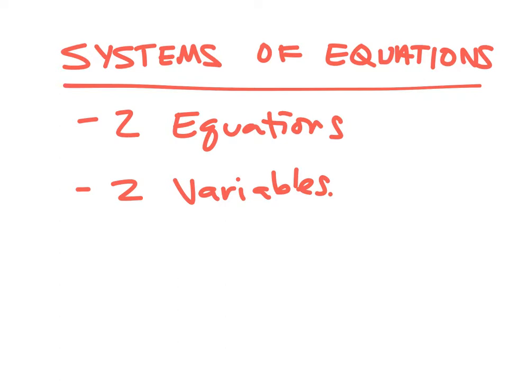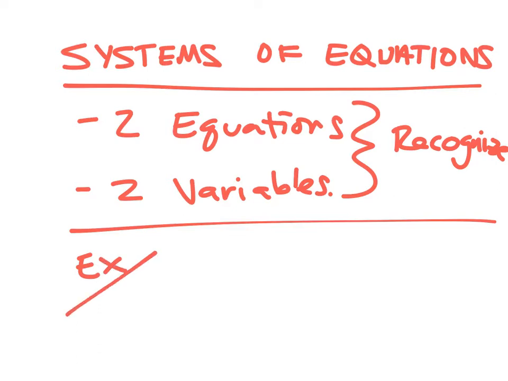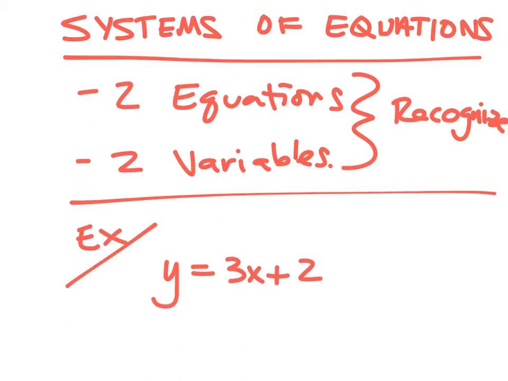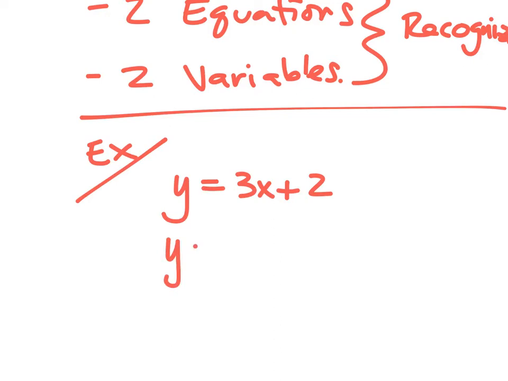This is what you have to recognize, okay? You have to recognize that you have 2 equations and 2 variables. Here's an example, okay? An example would be like y equals 3x plus 2 and y equals x minus 1. Okay? How many equations do you see? 2. How many variables do I have? 2. Okay?